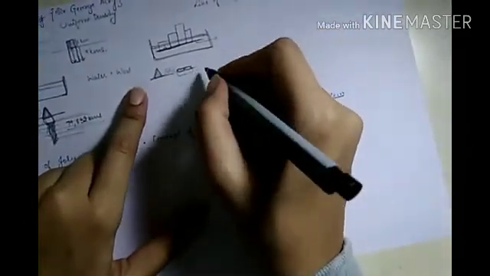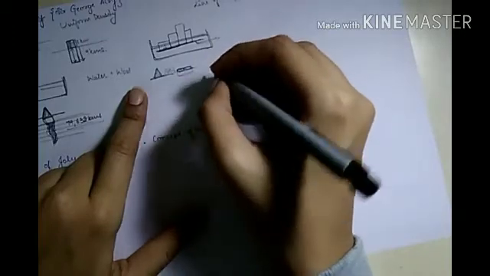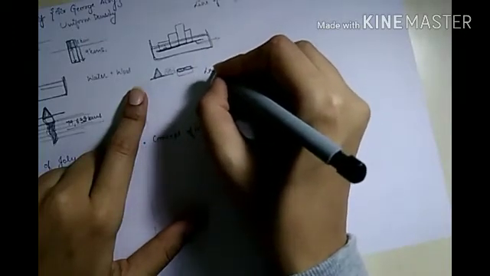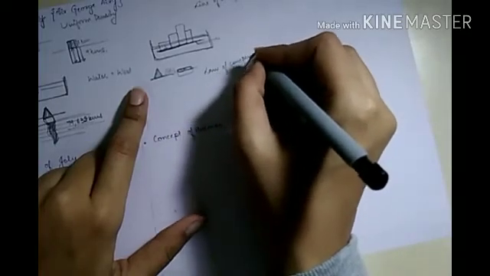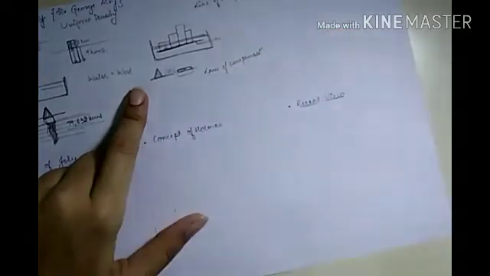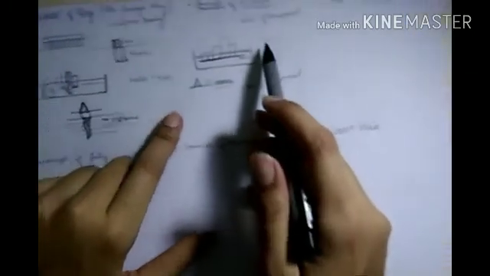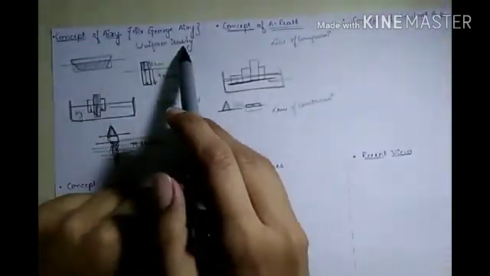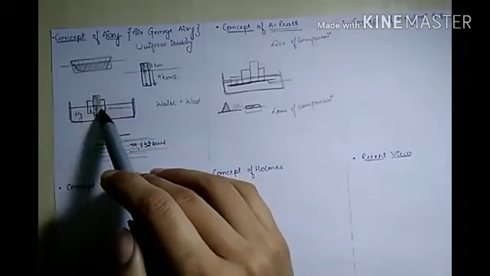He believed in line of compensation, that is law of compensation, and varying density. While Airy believed in law of flotation and uniform density.